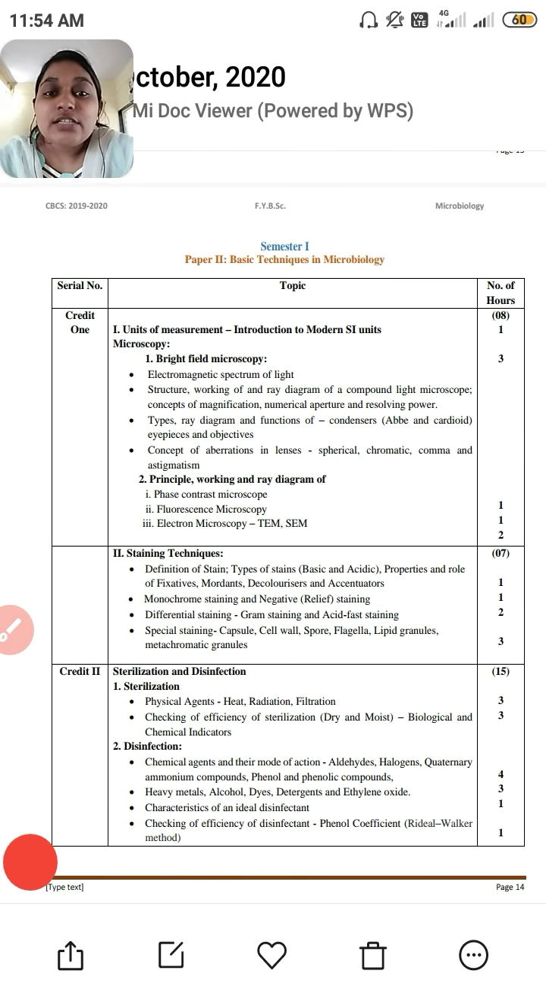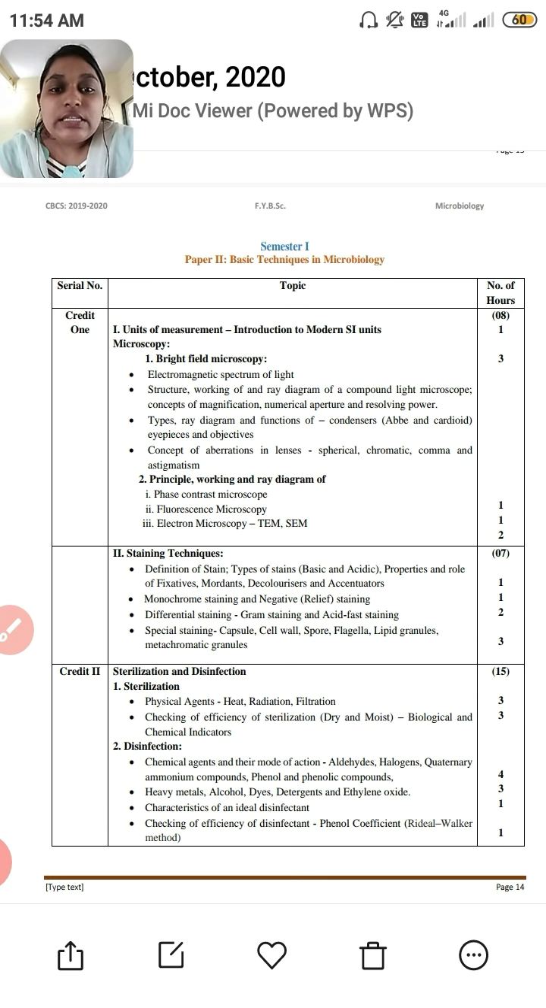Then the second one is fluorescence microscopy. Here we use a fluorescent dye. Fluorescence means a light emitting dye. They will absorb one wavelength of light, and then they will emit a different wavelength of light. These dyes are used in this microscopy. So this is called fluorescence microscopy.